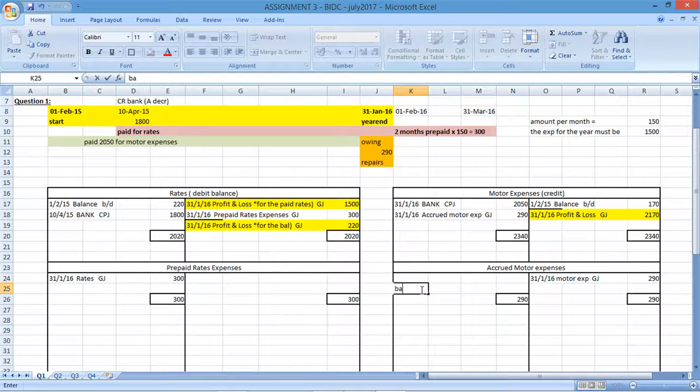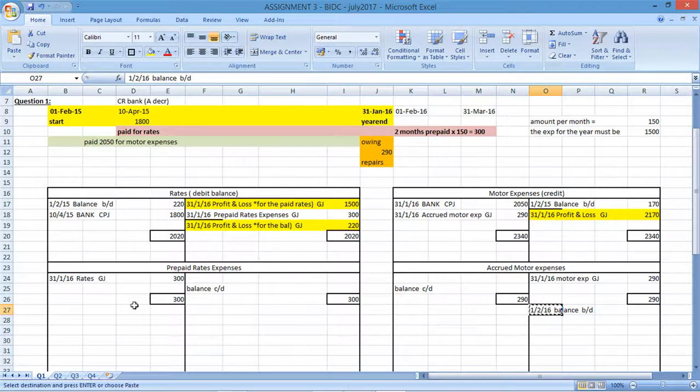So I'm just going to show balance carried down, balance brought down, balance carried down, balance brought down, and then I'll show 1st of the 2nd 2016, balance brought down, and the same thing on this side, and the missing figure would obviously be the 290. Obviously if you had other adjustments you would then show it, but we don't. We've just got the one, and that's pretty much it for the first question, which is 1A.